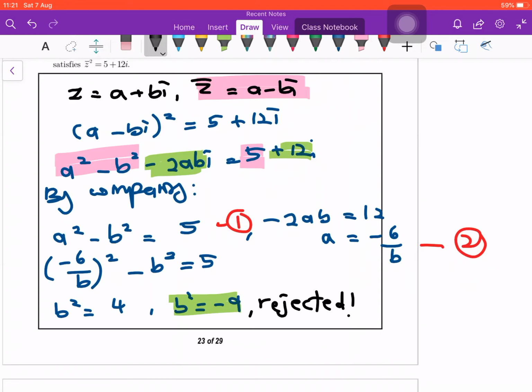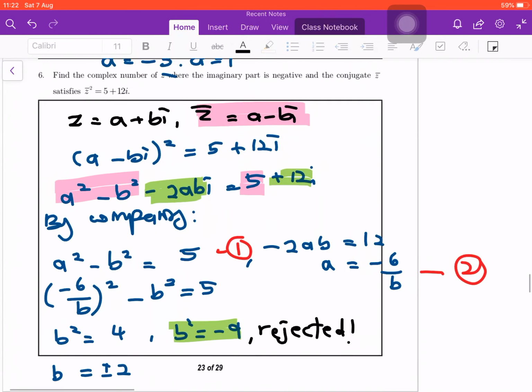So if you solve B square equal to 4, you akan dapat apa? B sama dengan plus minus 2. Okay, ingat saya punya pesan: kalau you square root apa-apa nombor, jawapan dia mesti ada plus minus. So, B ni ada dua values, plus dengan minus. Okay, awak tengok balik soalan.